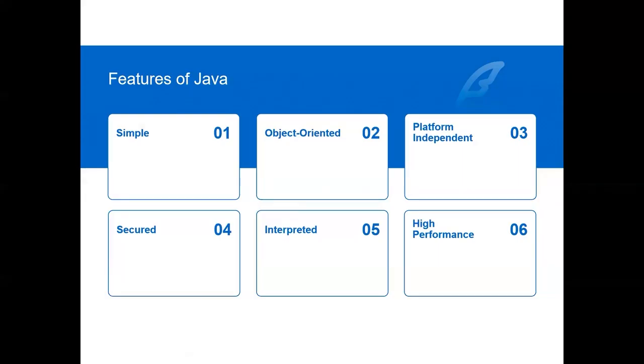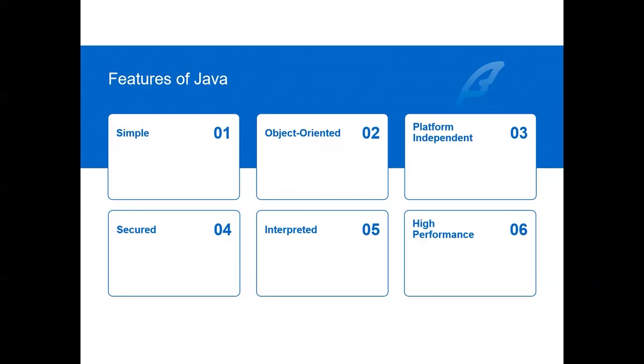Okay, some of the features of Java. Java is very simple, because the syntax is based on C++. It is not mandatory that you first learn C++ and then Java. Mainly, if you know C++, it will be easy for you to understand, but even if you don't know it, that is also fine if you are learning for the first time. The next feature is object oriented.